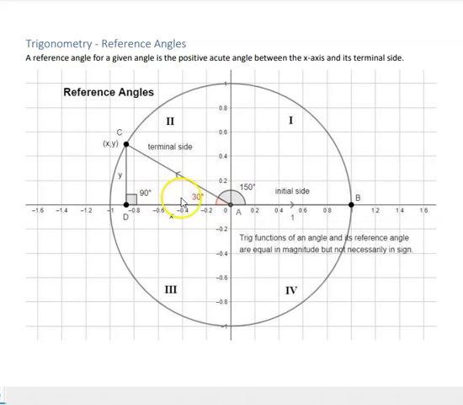So you can calculate it by knowing the values of these quadrantal angles: 90, 180, 270, 360. It's very easy to find the reference angle.